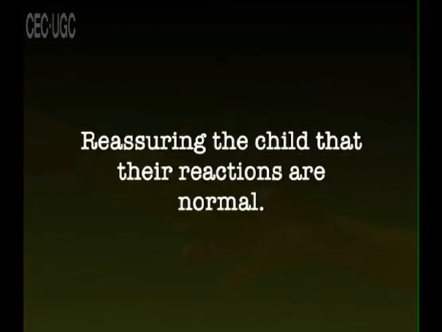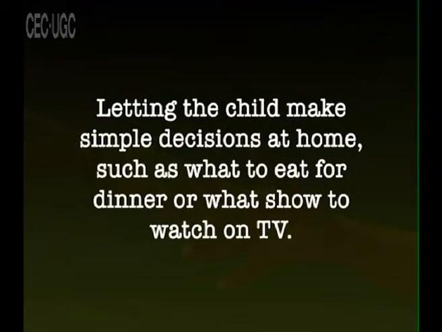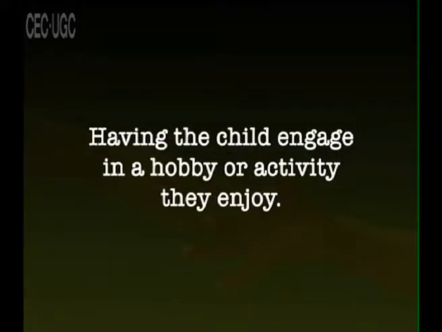In addition to professional help, parents and caregivers can help their children with their difficulty adjusting by encouraging them to talk about their emotions, offering support and understanding, reassuring the child that their reactions are normal, involving the child's teachers to check on their progress in school, letting the child make simple decisions at home such as what to eat for dinner or what show to watch on television, and having the child engage in a hobby or activity that they enjoy.